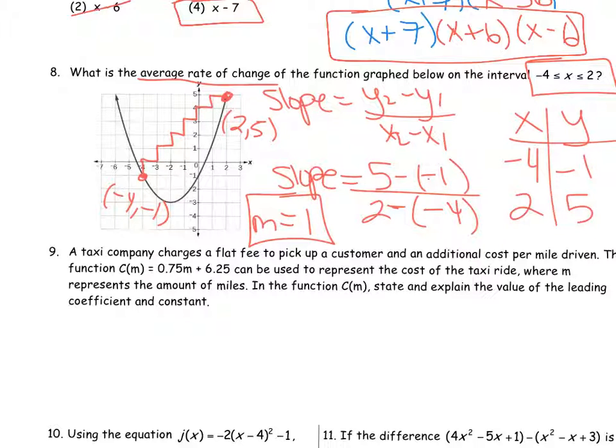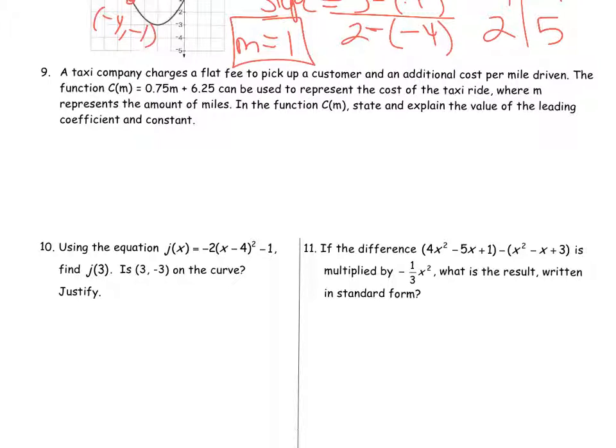Rise over run, slope is 1. All right, take a look at number 9. I have a taxi company charging a flat fee to pick up customers and an additional cost per mile. So I have a flat fee, and then I have this additional cost per mile driven. Here is my function, which can be used to represent the cost of the taxi ride, where m represents the amount of miles.